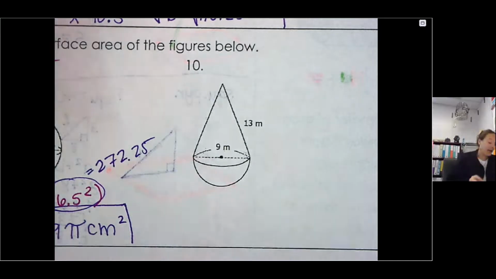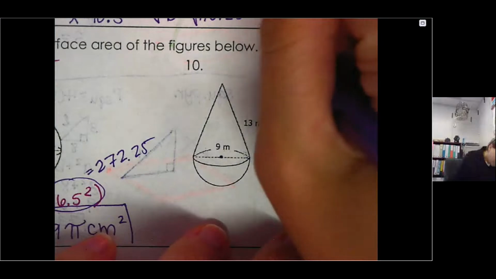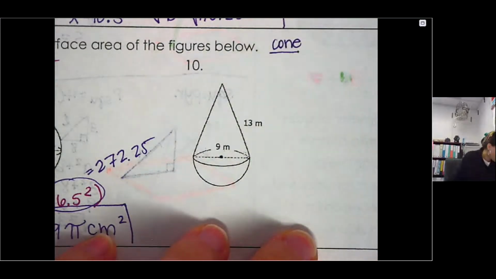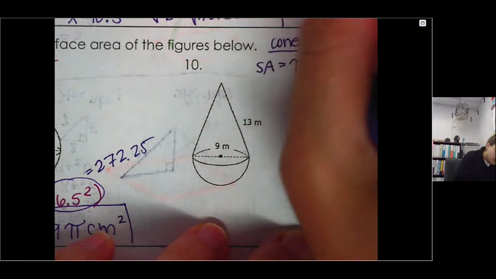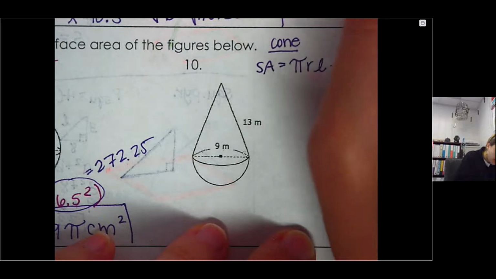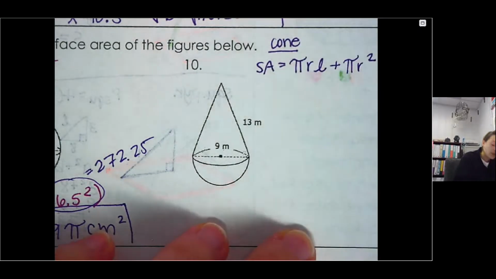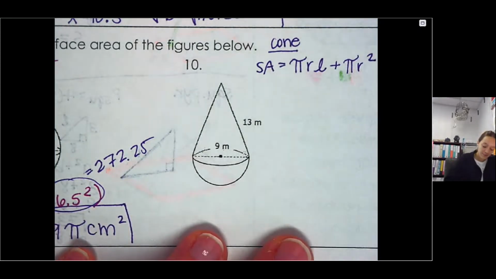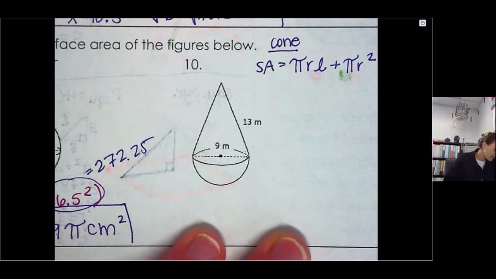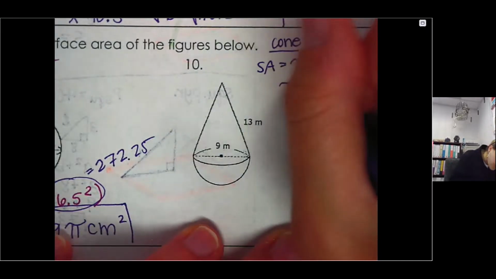Wow, I really need to take a nap, friends. Okay, cone, again, we just go back up to our notes. Cone is pi r l plus pi r squared. So our radius, obviously, that's the diameter. So I'm going to take half of 9 to get my radius, 4.5.